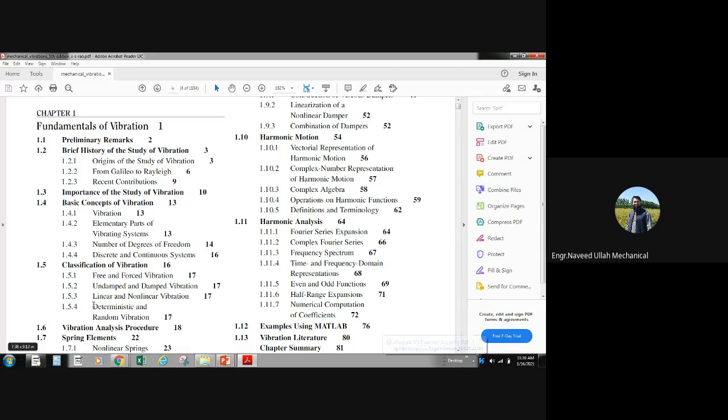Deterministic, that is where you know about the force, okay? So let's say the force is periodic, it is harmonic, it is an impulse, or some other type of force. If it is known, then we say that this is deterministic vibration. But if it is not known what the cause of excitation is and what type of excitation there is, you cannot expect it. Like in the case of an earthquake, we cannot expect what type of excitation will be there. So these types of vibrations are known as random vibration.